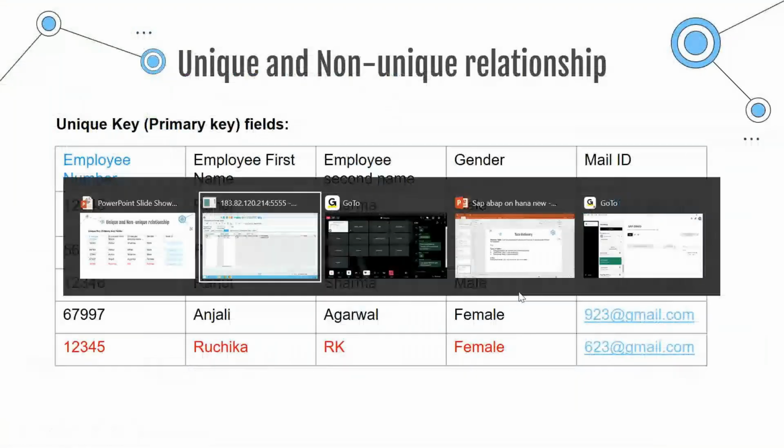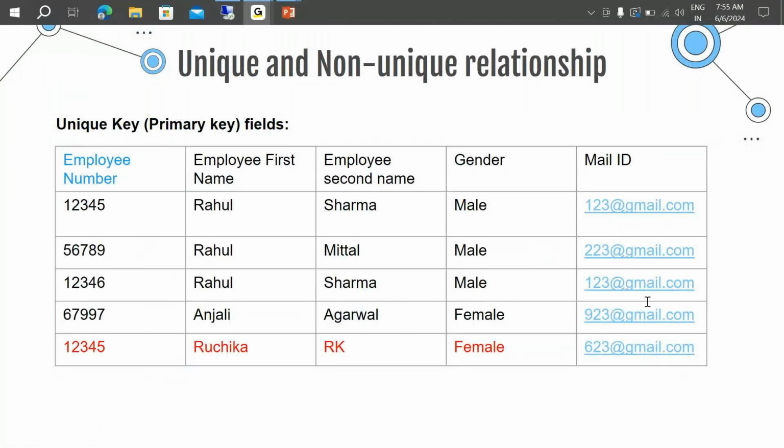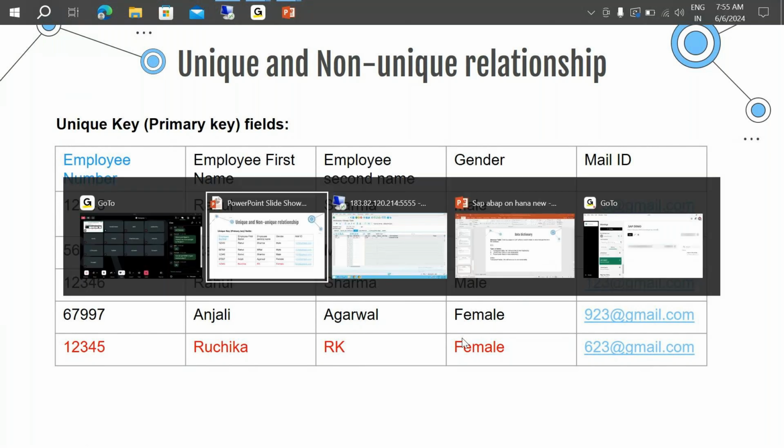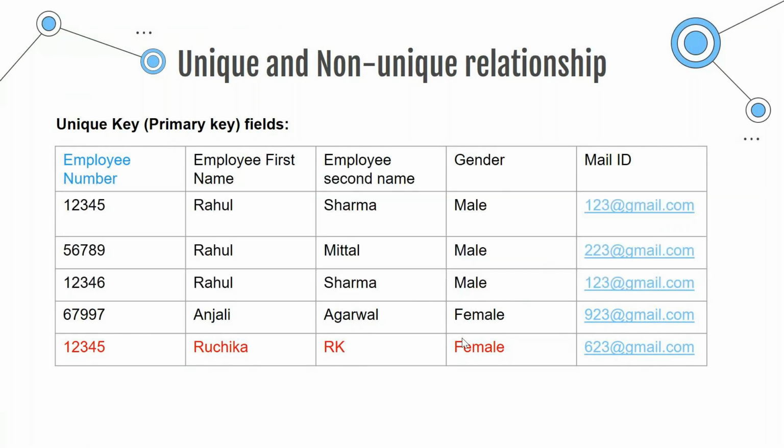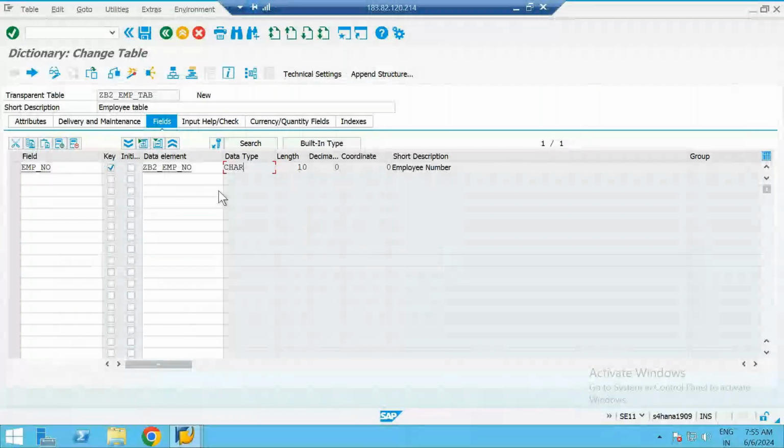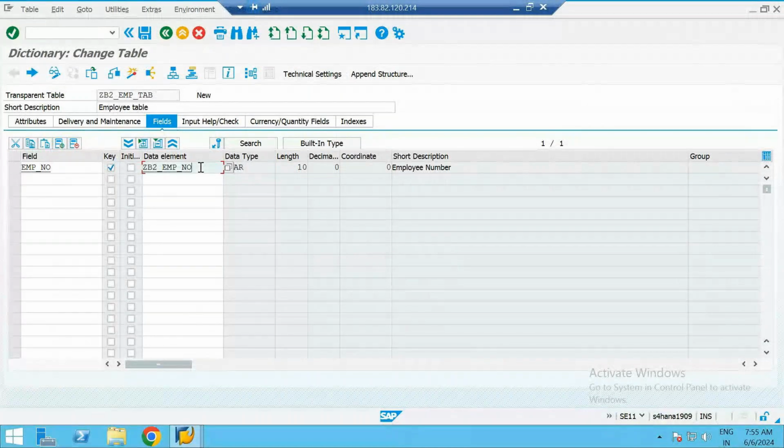Okay, any more doubts, anyone? Okay, so moving on. This is the first way of creating a data element. I'll show you now the second way of creating it. So here I'll create employee f underscore name. F name means first name.